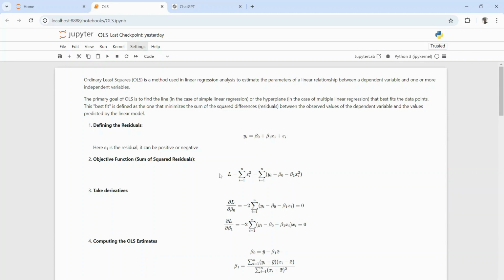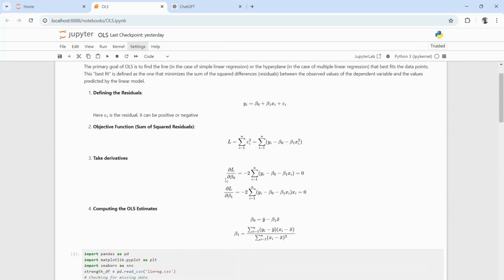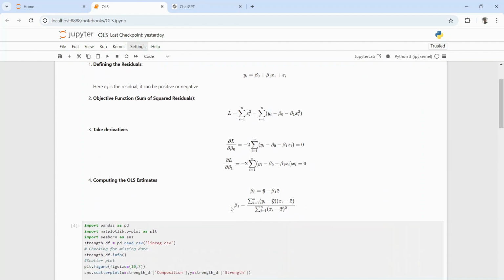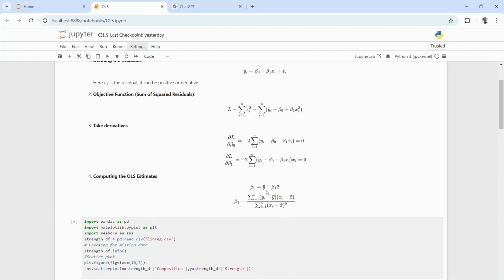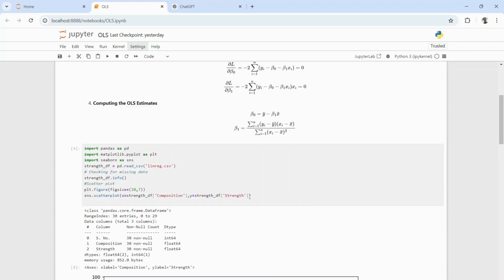Okay. So in order to minimize it, we take the derivative with respect to beta naught as well as beta 1. Since we want the value to be minimized, we equate those derivatives to 0. If we do that and solve these two equations, we get the following values for beta naught and beta 1.